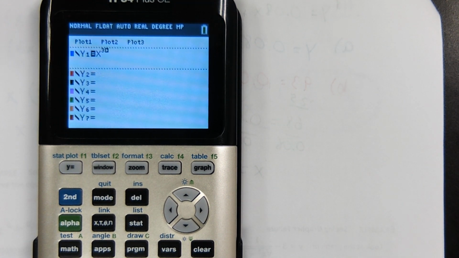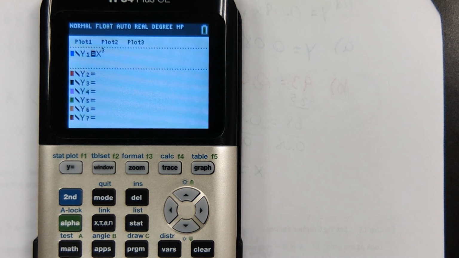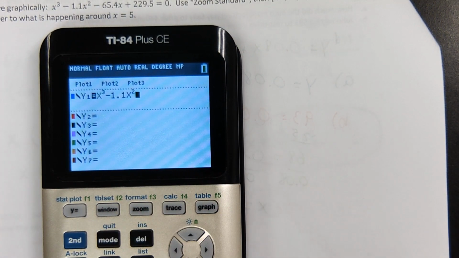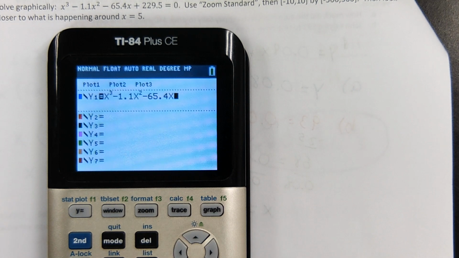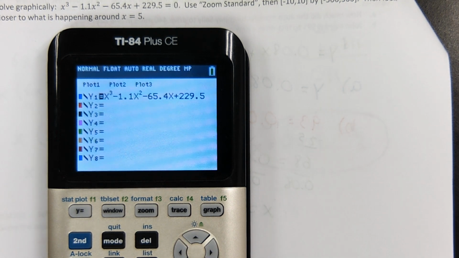Now, if I type other stuff, I'm still going to be in the exponent position. So I have to hit the right arrow to drop it down from there. And now I can type the rest of the stuff. Minus 1.1x, there's the square button, plus, nope, excuse me, minus 65.4x, plus 229.5. And I'll let y2 be 0.